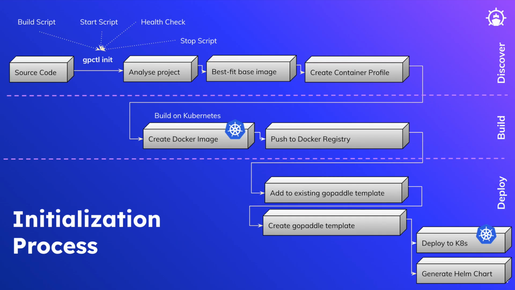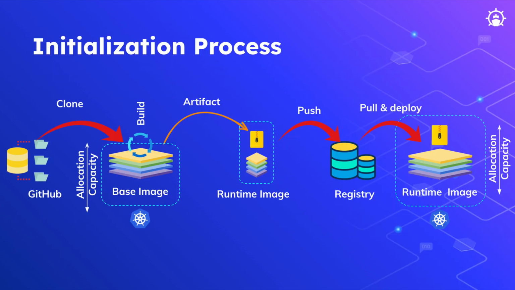Initialization process follows a discovery, a build and a deploy phase. During the discovery phase, gopaddle detects the environment and the project attributes from the local environment. During the build phase, gopaddle makes use of the user-provided build script and a base image to build the project. The base image acts as a build environment within a Kubernetes cluster. Allocation policy is used to set the size of the build environment.